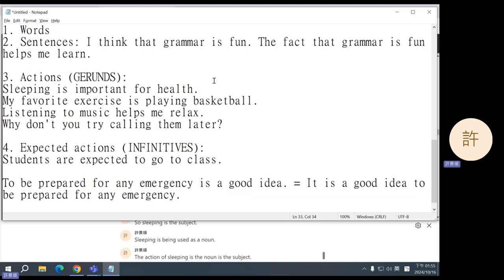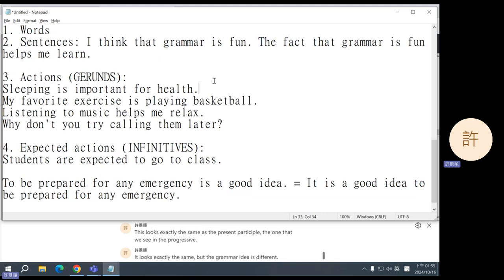So we get the basic rule of how to form gerunds. You take a verb and you add ing. This looks exactly the same as the present participle, the one that we see in the progressive, 现在进行式, 进行式用的那个现在分词. It looks exactly the same, but the grammar idea is different.